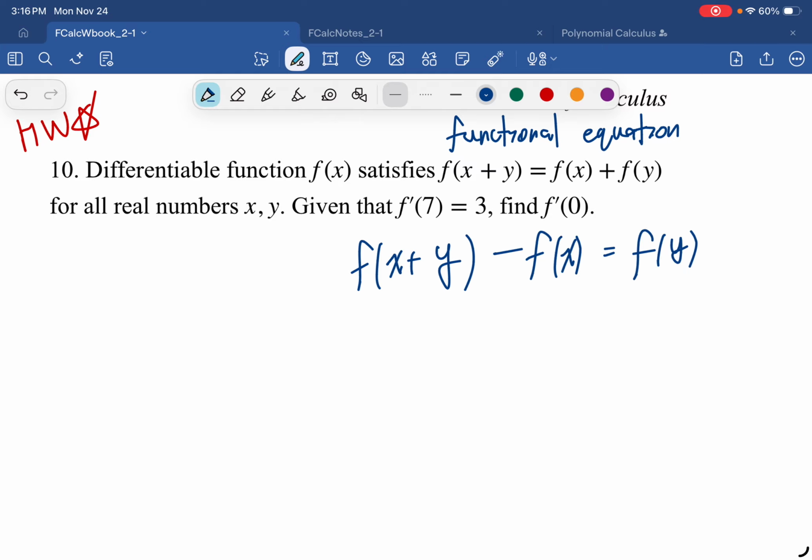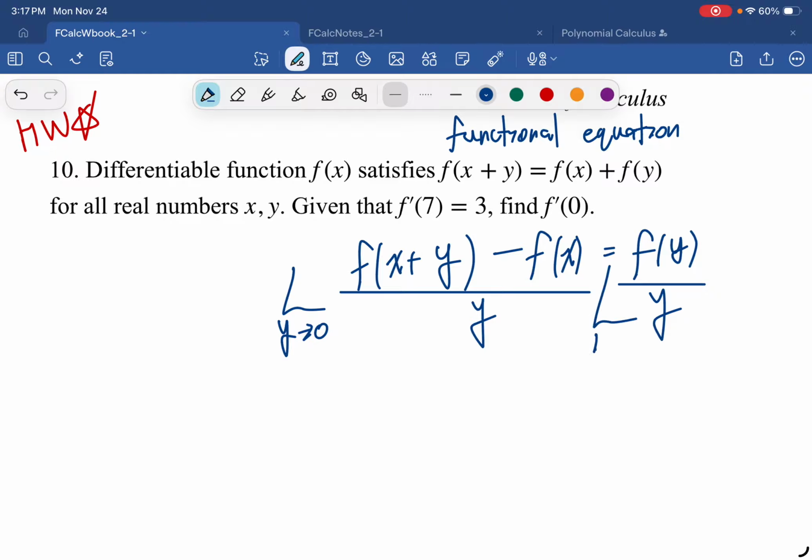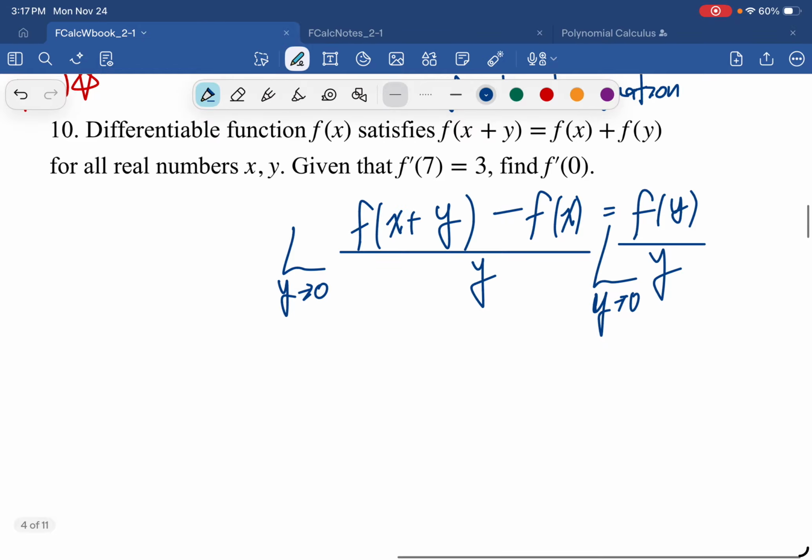And what we need to do, in order to finish that definition, is first of all divide this by y. So let's do that on both sides. And then we need to take the limit as y goes to 0, on the left-hand side and the right-hand side as well. On the left-hand side, what you will have left is f prime of x. And on the right-hand side, this will be the limit of f of y over y, right?